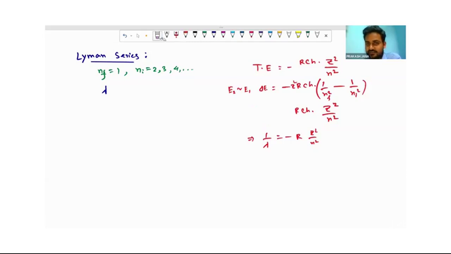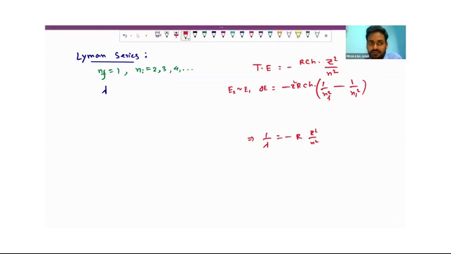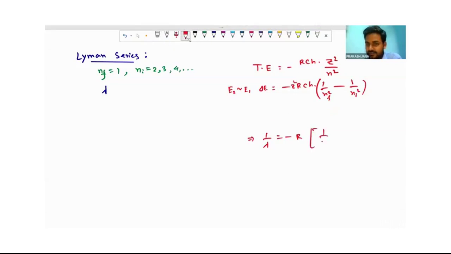let me erase this one. So 1 by lambda will be what? Finally, 1 by lambda will be minus R times 1 by final square minus 1 by initial square. So now we'll just put what the initial orbit is and what the final orbit is. Putting this, we'll get lambda, that is the wavelength of the radiation.